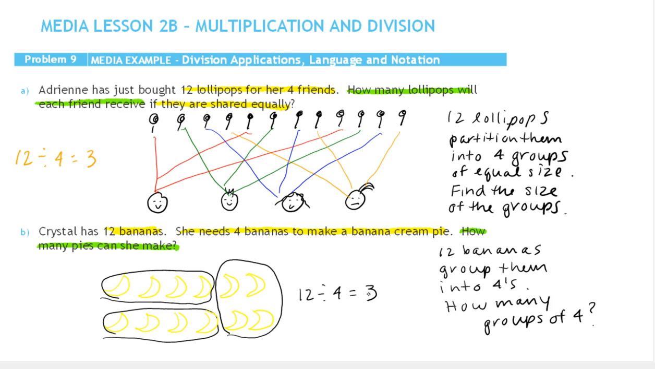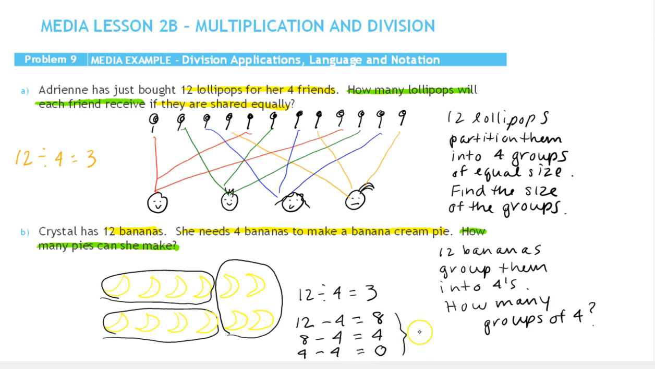Also, another way to think of this that connects to multiplication is, remember with multiplication, we could think of it as repeated addition. Well, similarly, we could think of this that we just did as repeated subtraction. So we started with 12 bananas. We take away 4 for the first pie, and we get 8. Then we had these 8 left. We take away 4 bananas for the second pie, and now we have 4 bananas left. Then we use the last 4 bananas for the 3rd pie, and we have 0 bananas left.